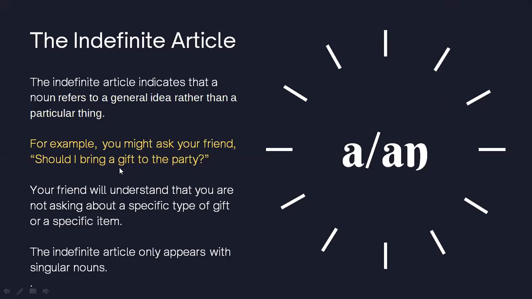That will be a definite article. But here it's a gift, so it is general in idea. It can be any type of gift a friend can bring to the party. Not a specific gift, but any type of gift or a specific item can be taken as a gift to this party. Then another second rule point that you should know is that the indefinite article only appears with singular nouns. So we do not use the indefinite article with plural nouns or uncountable nouns. We only use them with singular nouns.